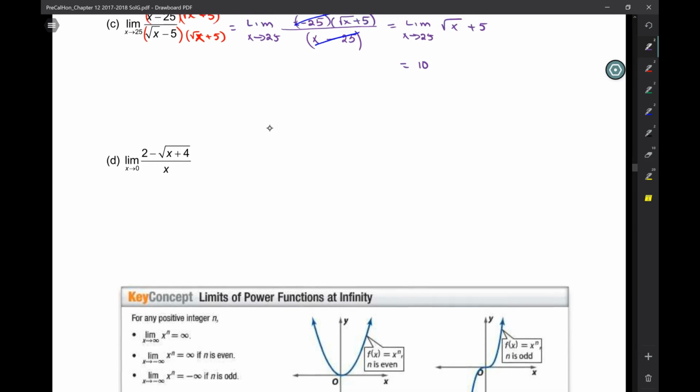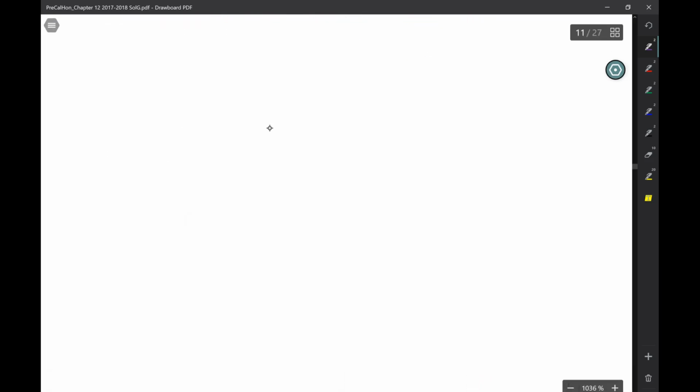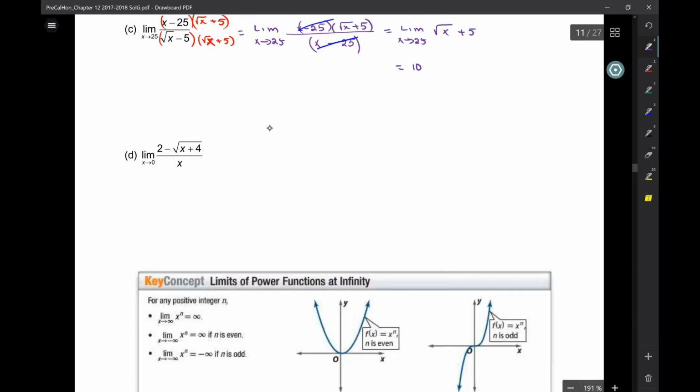Now, what about here? What can I do there? If I put in a 0, I'm going to get, yeah, well, 0 over 0. It's indeterminate, not undefined. Right? I'm going to get 2 minus 2 over 0. Okay. Now I need to rationalize. So how am I going to rationalize this? What do I multiply? Not by x. You're going to rationalize, meaning multiply by the root. You're going to rationalize the root, the irrational part. So we multiply by 2 plus root x plus 4. 2 plus root x plus 4.